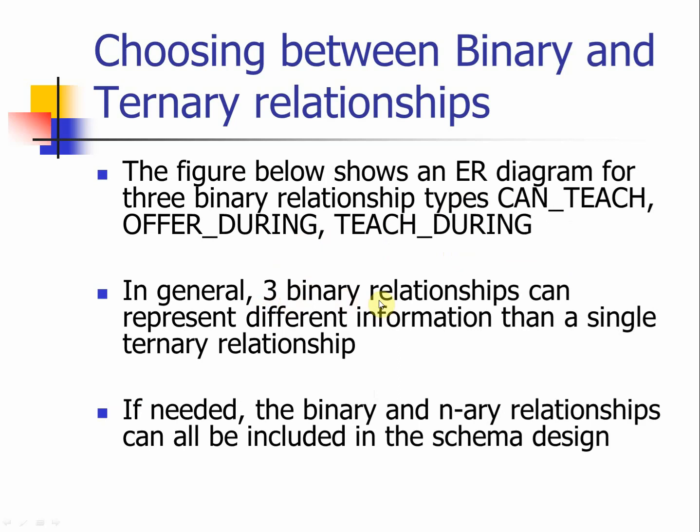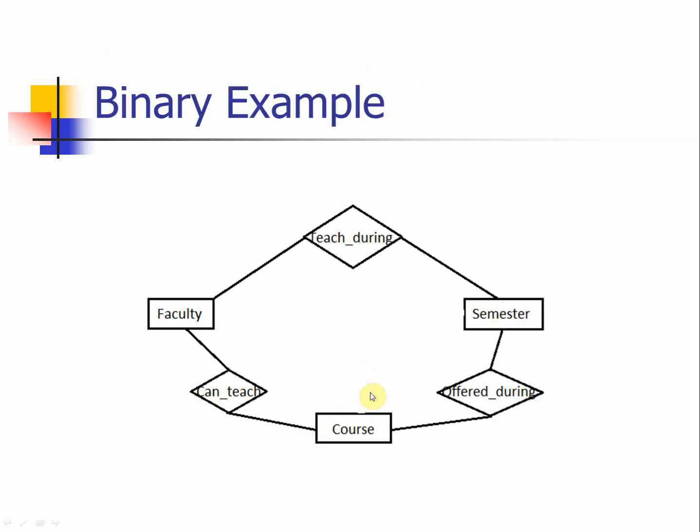In general, 3 binary relationships can represent different information than a single ternary relationship. If needed, all of them can exist. So let's take a look at this example.